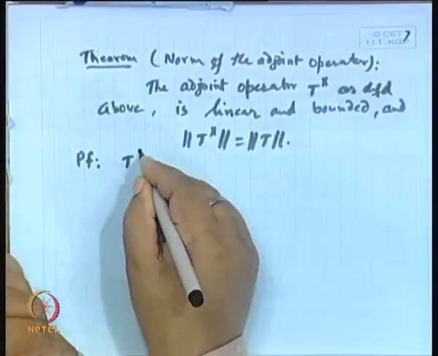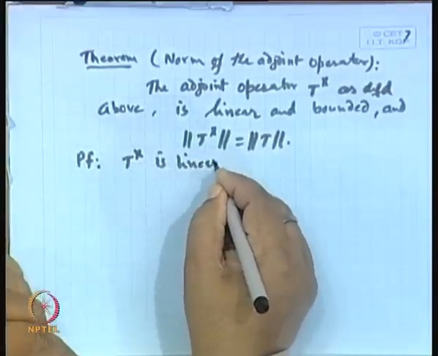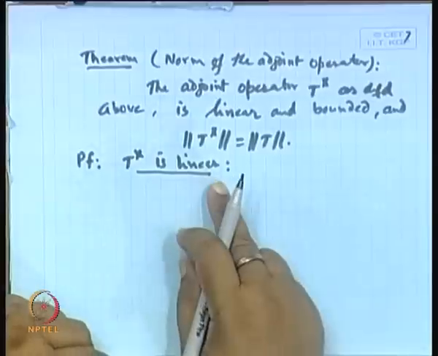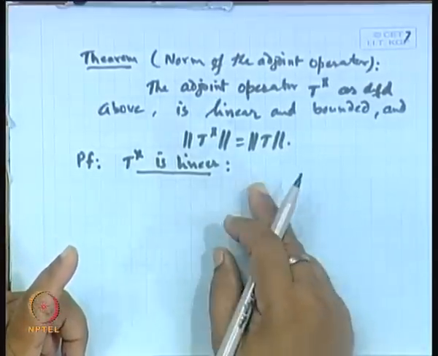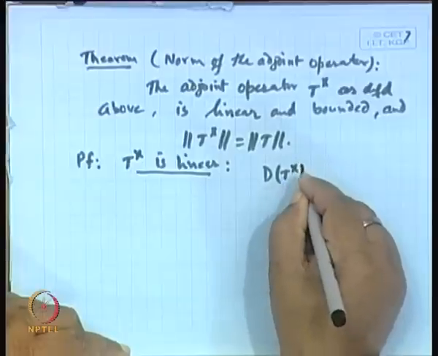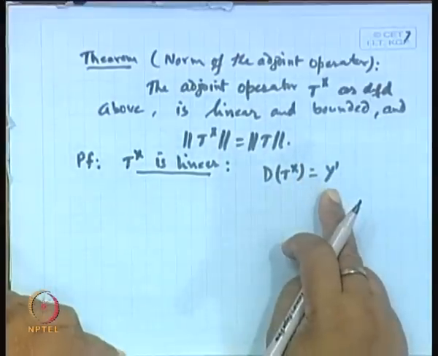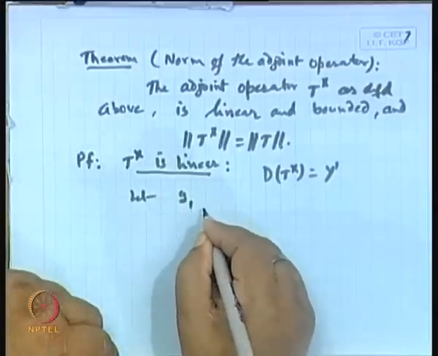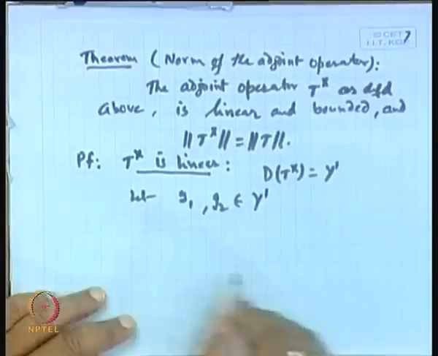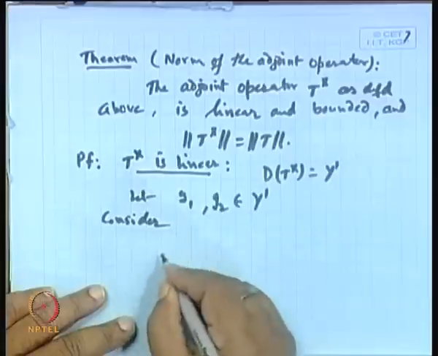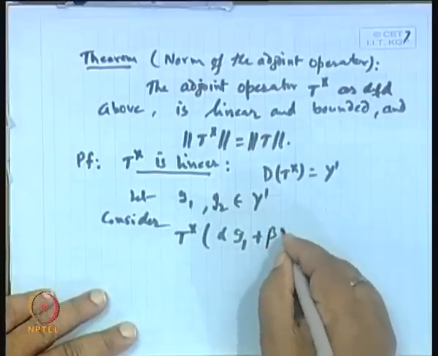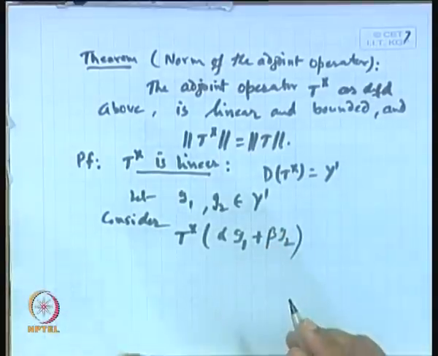The operator T cross is linear. Let us see first how. The domain of T cross is Y dash, is it not? T cross is defined from Y dash to X dash. So, let us pick up the points G 1 and G 2 in Y dash. Let G 1 and G 2 be two bounded linear functionals defined on Y. Consider T cross of alpha G 1 plus beta G 2. If I prove this is alpha times T cross G 1 plus beta times T cross G 2.